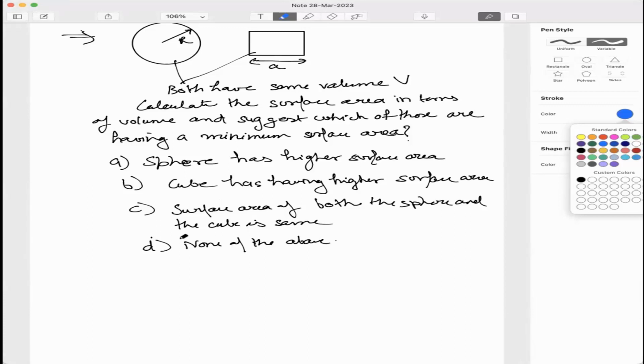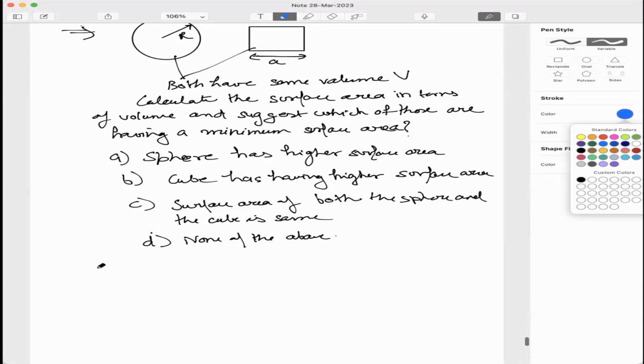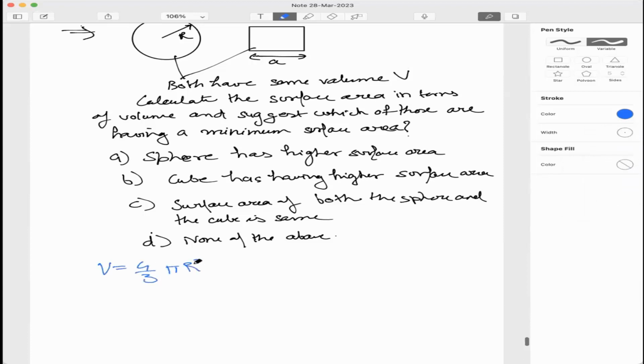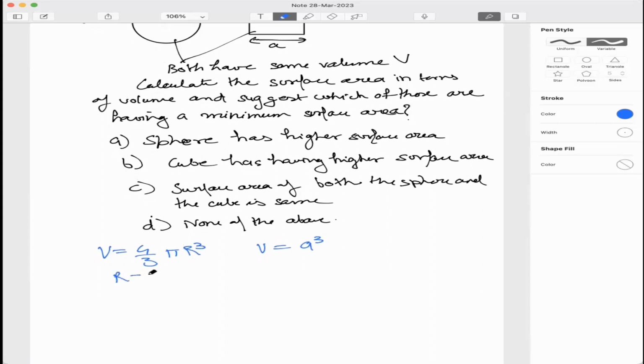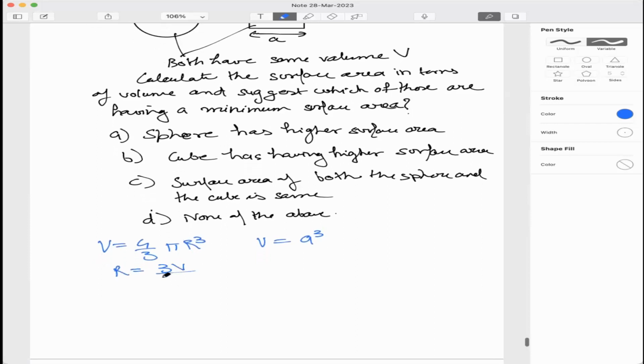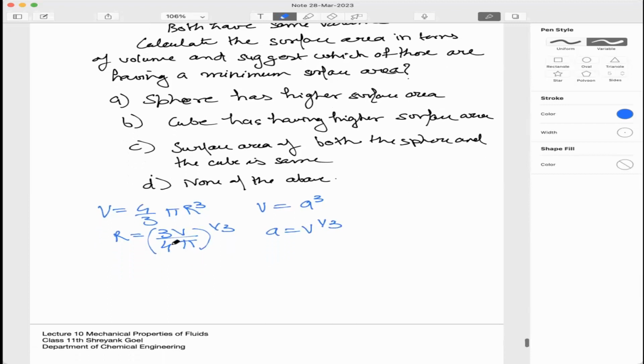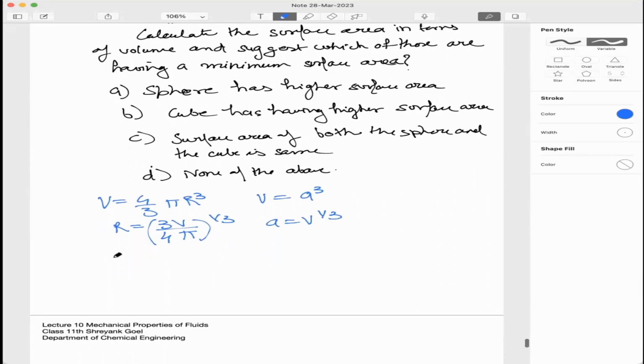Okay, so the volume of a sphere is V, that is 4 upon 3 pi r cube, and the volume of a cube is also V, that is a cube. So from here the characteristic length r comes out to be (3V by 4 pi) to the power 1 by 3, and a comes out to be V to the power 1 by 3. So we need to calculate the surface area.